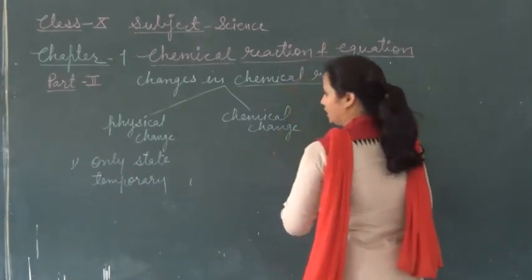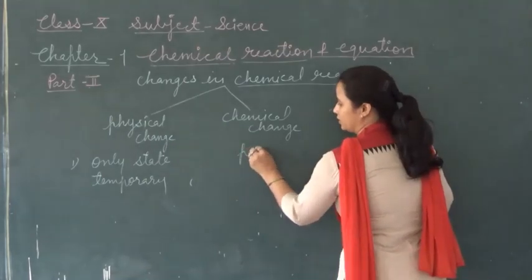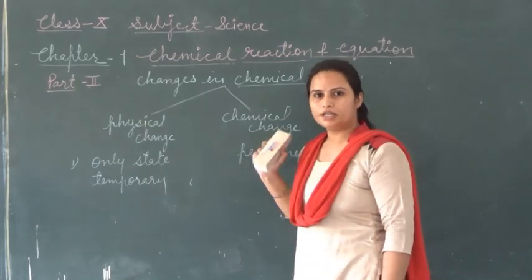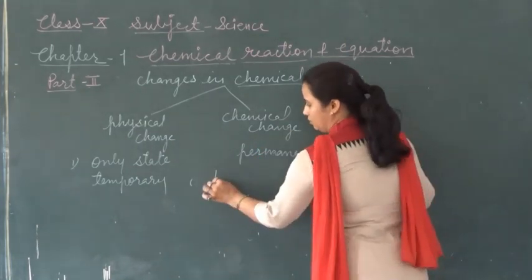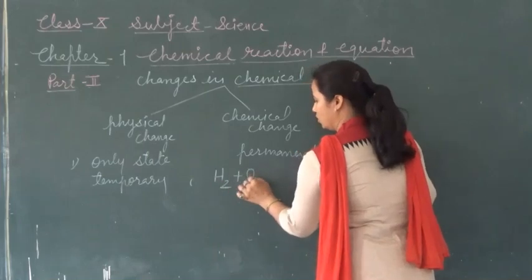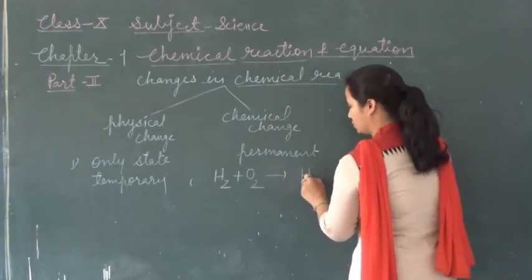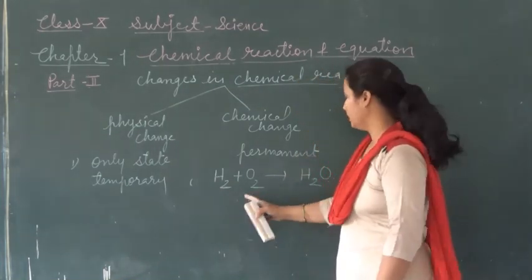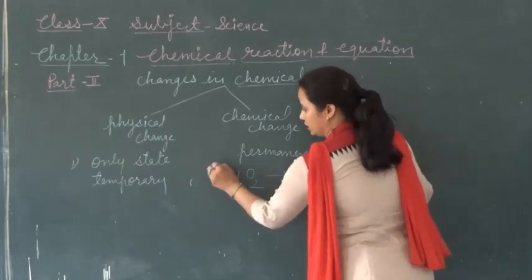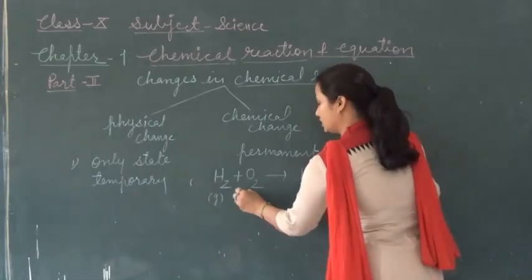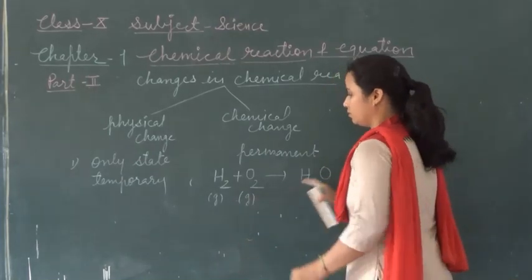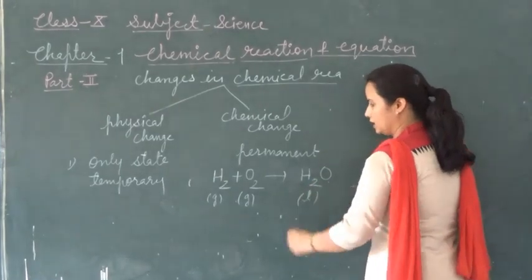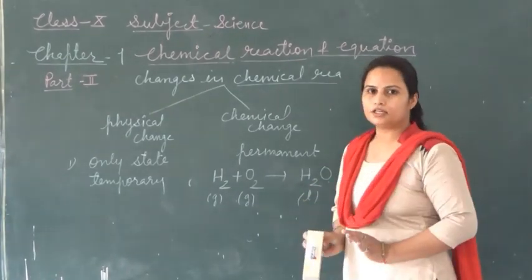Chemical changes are permanent. They change the state, but permanently. How is it possible? By an example, H2 plus O2 gives H2O. When hydrogen gas and oxygen gas react, it forms water. Hydrogen is found in gaseous form, oxygen is found in gaseous form. Both hydrogen and oxygen react and form water, and water is in liquid state. The state changes, but it is permanent.